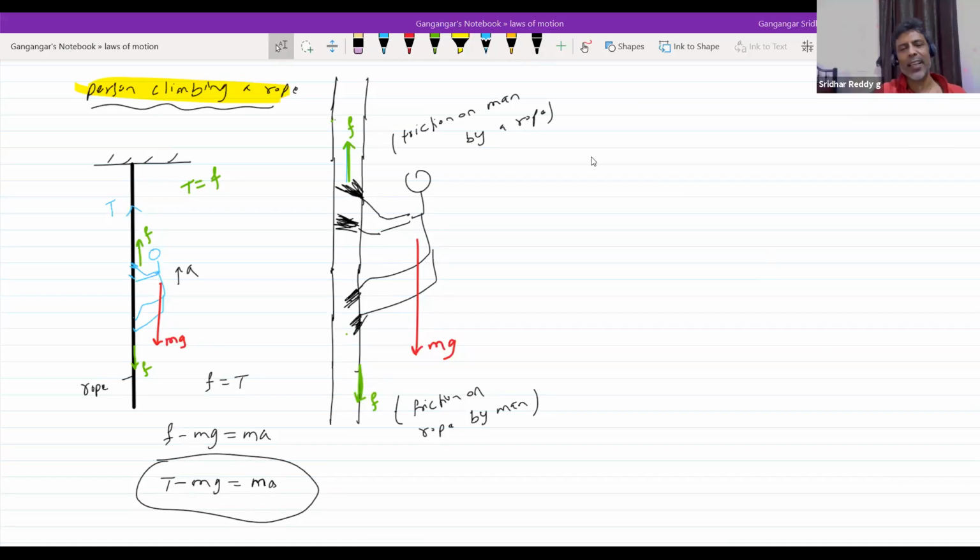Books directly gave tension. How that tension is set up in the rope is because of friction. So what is actually acting on the person? The friction is what is acting on the person. If that friction is greater than mg, it will move up. And that friction is equal to how much? It is equal to tension. Are you getting the idea now?